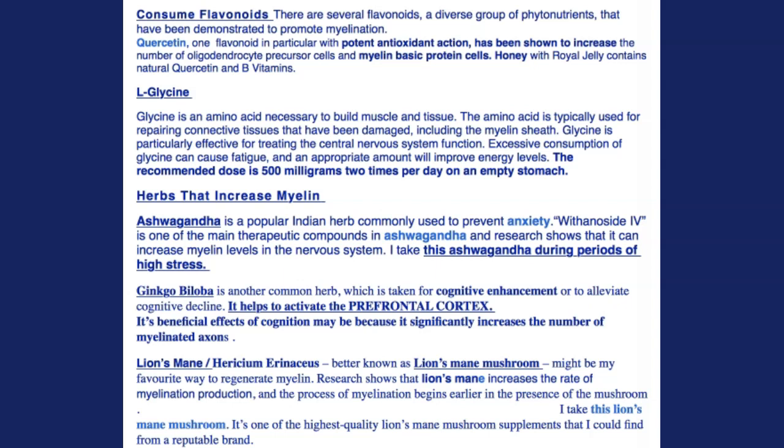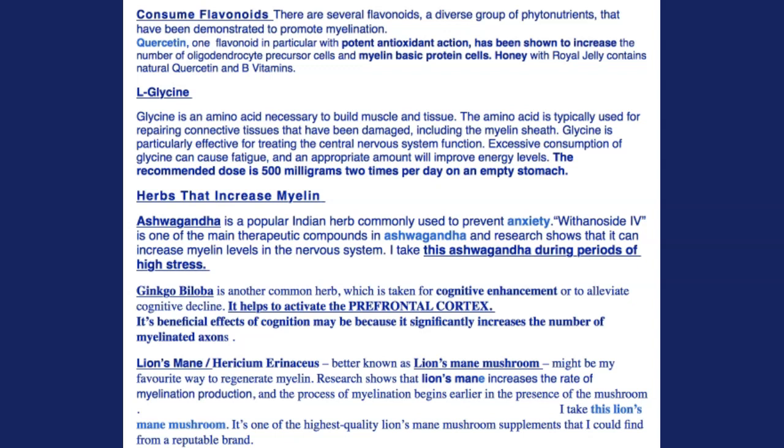Consume flavonoids. There are several flavonoids, a diverse group of phytonutrients that have been demonstrated to promote myelination. Quercetin, one flavonoid in particular with potent antioxidant action, has been shown to increase the number of oligodendrocyte precursor cells and myelin basic protein cells. When I was researching quercetin, I discovered that honey with royal jelly actually contains natural quercetin as well as B vitamins.